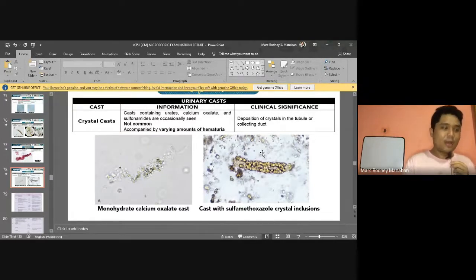So the significance is if you see crystals right away in freshly voided urine, because normally, crystals will precipitate after refrigeration or after some time of preservation. So if you see crystals in freshly voided urine, that's the clinical significance: possible deposition or precipitation of the crystals inside the tubules, which could lead to damage of your tubules. And that's the importance of these casts. And again, it's accompanied by varying amounts of hematuria, because these crystals are solid. They can irritate and damage the lining of the urinary tract as they pass in the urine, so it can introduce blood, or hematuria. Alright? Okay. So here's a summary, dears.